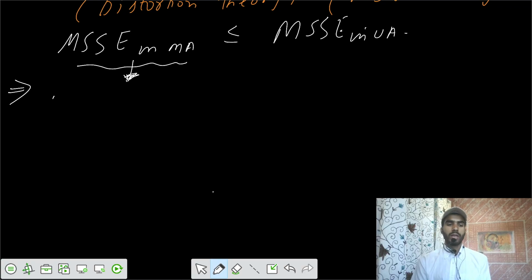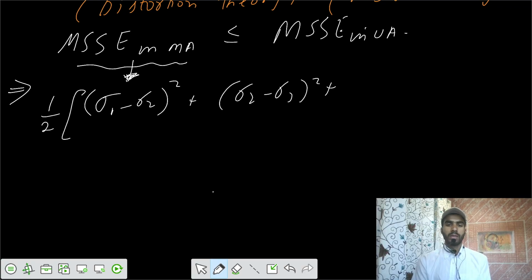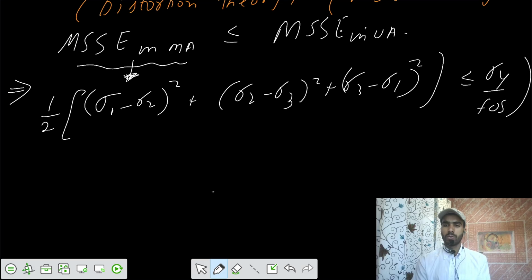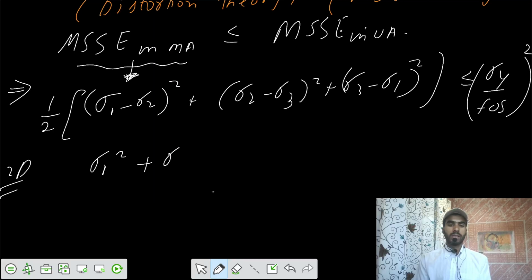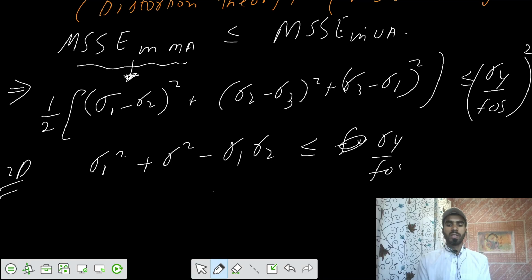Then we reach a conclusion, a result that says sigma 1 minus sigma 2 whole square plus sigma 2 minus sigma 3 whole square plus sigma 3 minus sigma 1 whole square should be less than or equal to sigma y by factor of safety whole square. And for the 2D case, we write in terms of sigma 1 square plus sigma 2 square minus sigma 1 sigma 2 should be less than or equal to sigma y by factor of safety whole square.